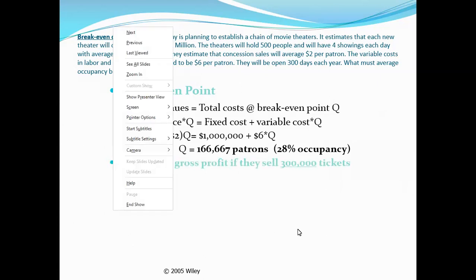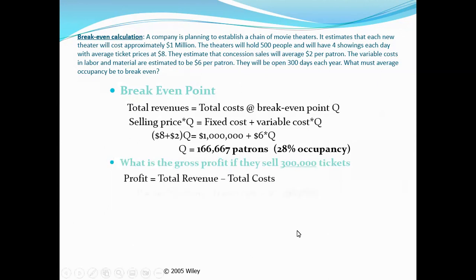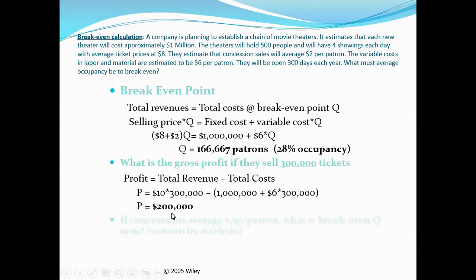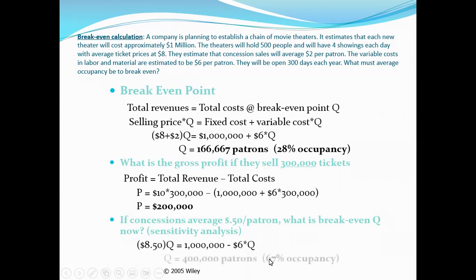Okay, so that's the sensitivity analysis we were talking about. Then they can make about $200,000. But what if the concession average is only 50 cents? Then in that case, we have to sell 400,000 patron tickets. So the occupancy rate actually more than doubles, to 67% now. So the ability to sell the concessions is very important.